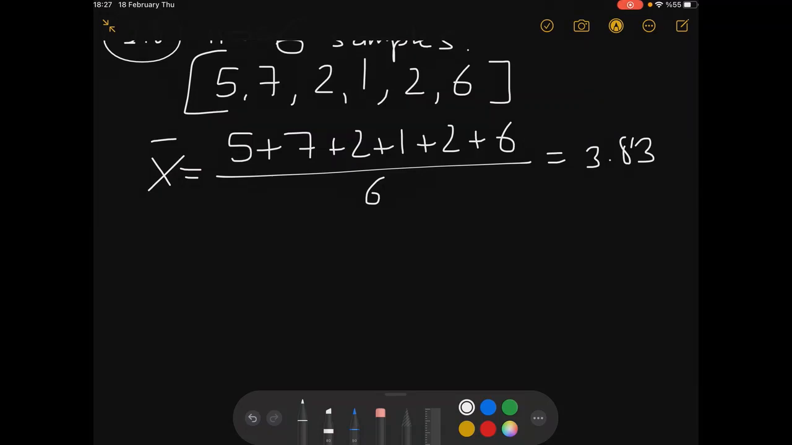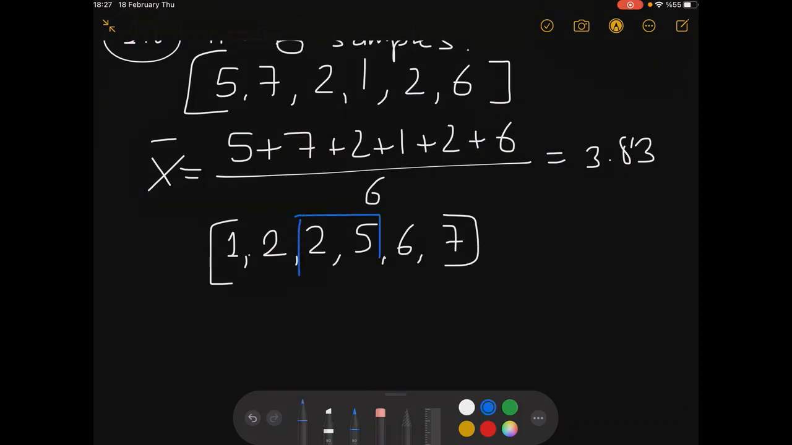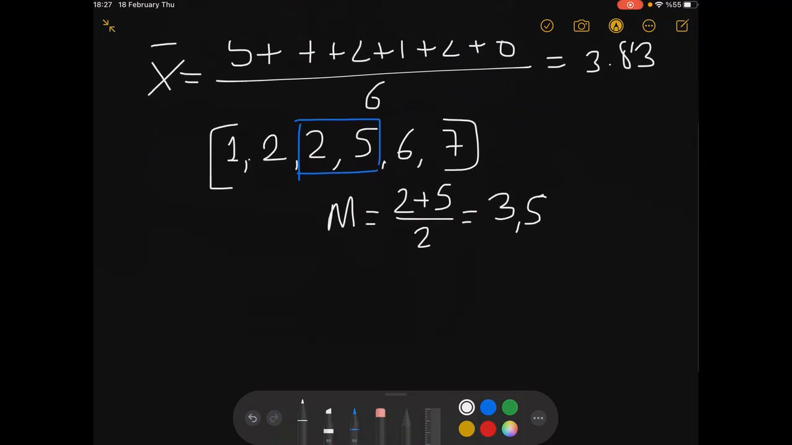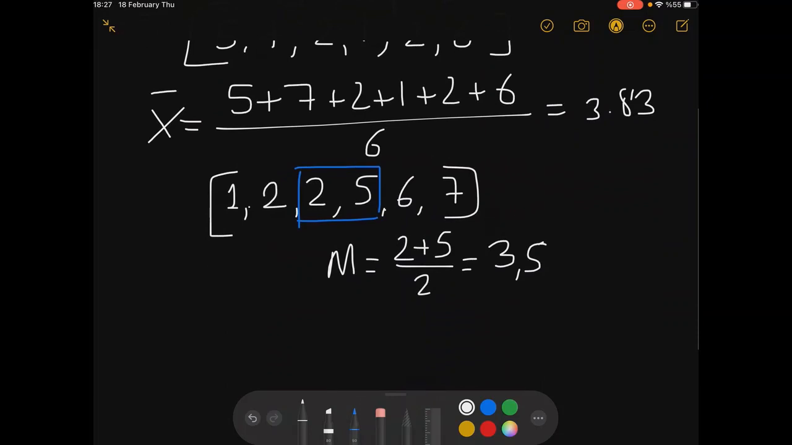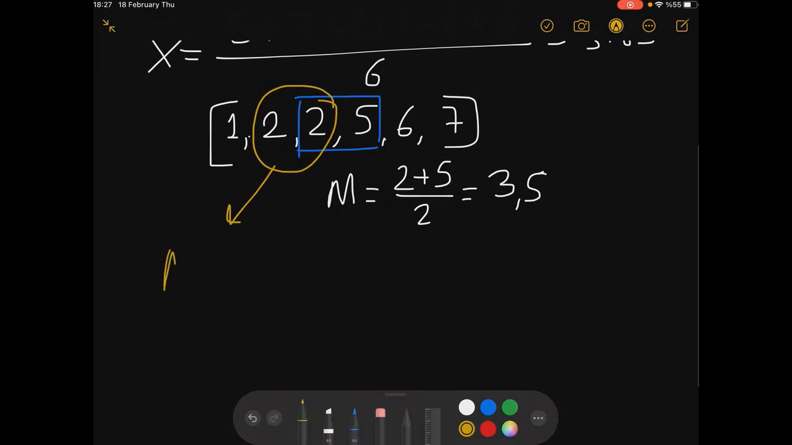For finding the median here, first I need to order them: 1, 2, 2, 5, 6, and 7, right? Now they're ordered, and I have an even number of samples, unfortunately, so I need to take the average of the middle two. 2 plus 5 over 2 would be 3.5. All right. And I'm curious about the mode value here. What is your mode value? The most repeating one. So your mode will be 2.